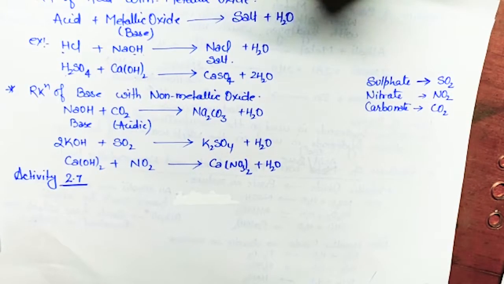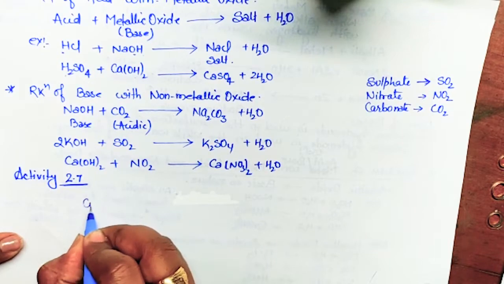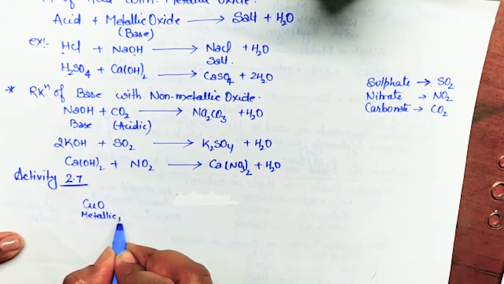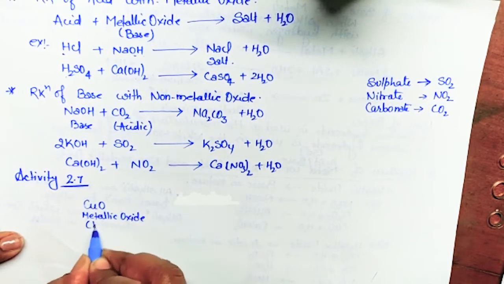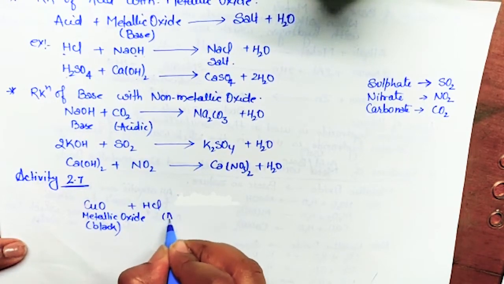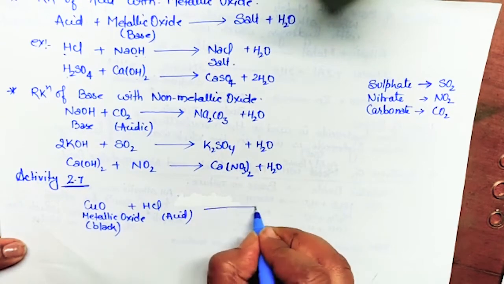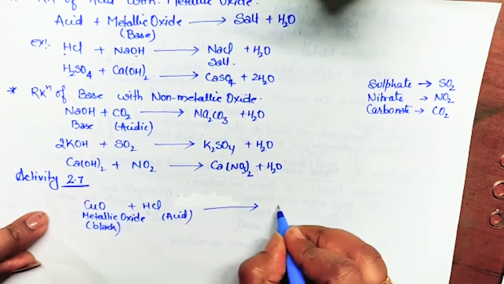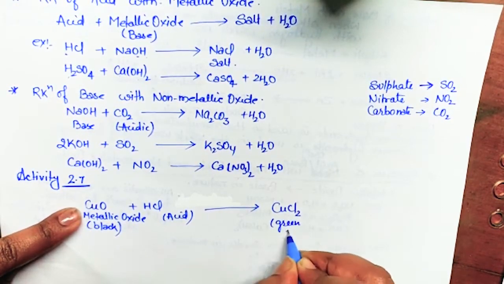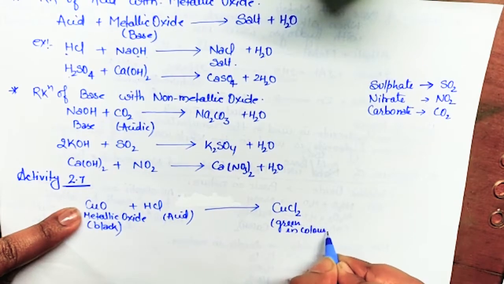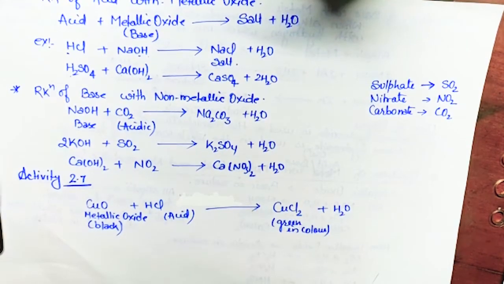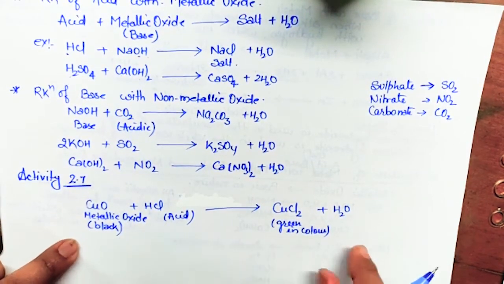So in activity 2.7, we have seen that when copper oxide, this is the metallic oxide, which is black in color, reacts with acid, it forms what? It forms a salt, and that salt will be CuCl2, which is green in color, and along with the water. Due to this water only, this appears in the form of solution. Got it? So this is your activity 2.7.